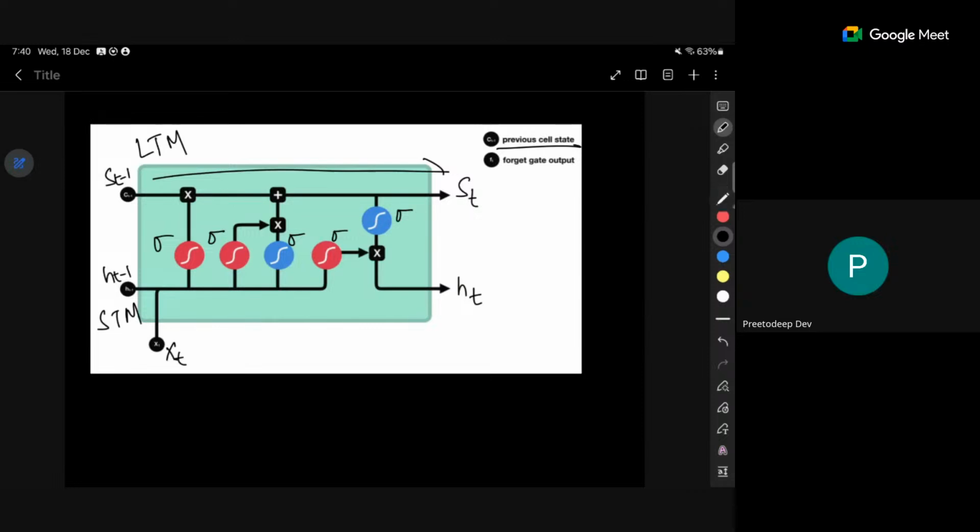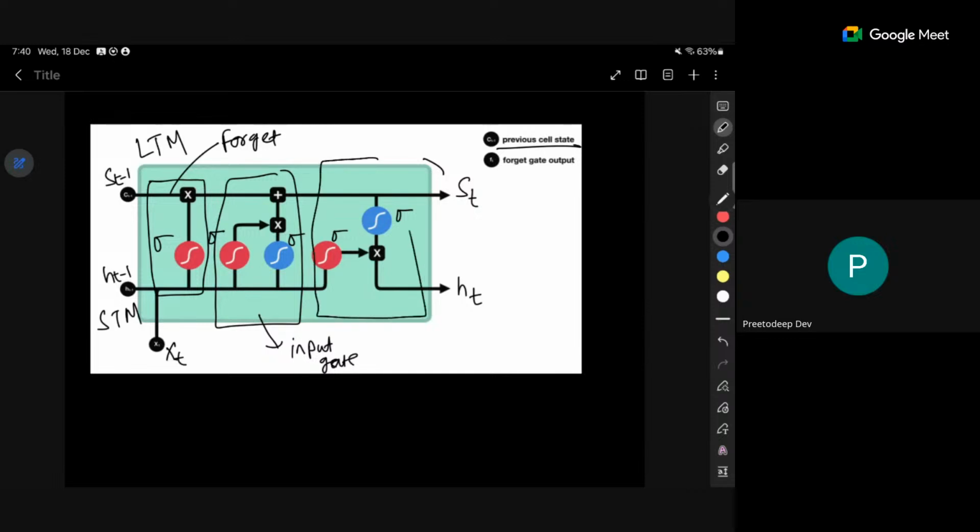Now let me tell you what each part is. This part is the forget gate. This part you can call the input gate, and the last part is the output gate.